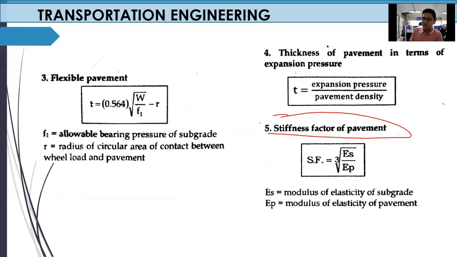So ano yung stiffness factor natin? That would be the cube root of ES over EP. ES is yung modulus of elasticity ng subgrade sa concrete natin. Yan yung EP natin is modulus of elasticity sa ating pavement itself. Yan, so yan yung mga gagamitin natin na formulas for this day. Ayan, so proceed tayo sa ating mga examples.